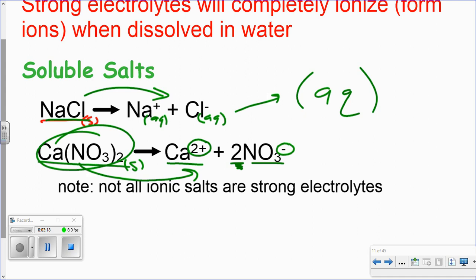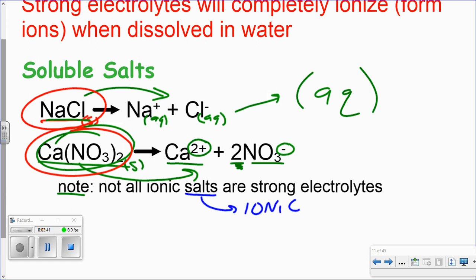Those are strong electrolytes. Now, not all ionic salts are strong electrolytes, though it's a pretty good bet that if you picked one, it would be. What are ionic salts? This is an ionic salt, and this is an ionic salt. A salt is a generic name for anything that has an ionic bond. So they form nothing but ions and therefore can conduct an electric current.